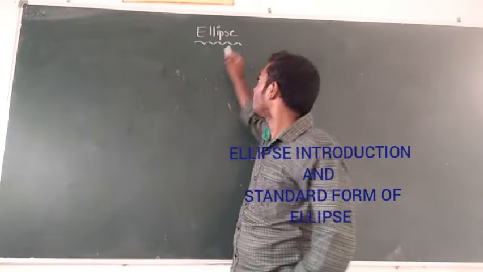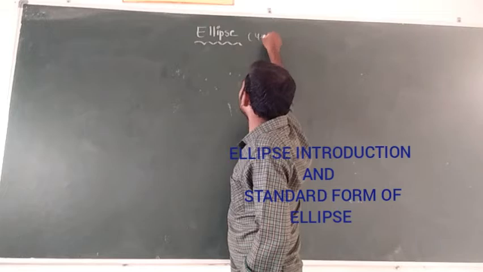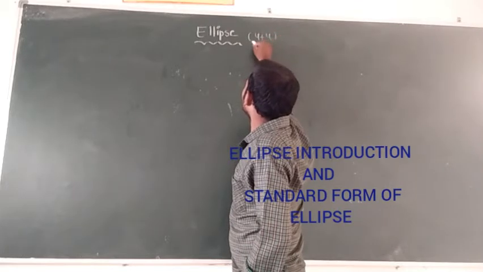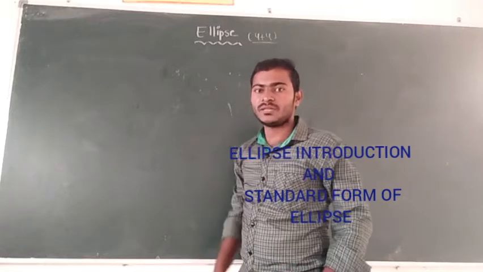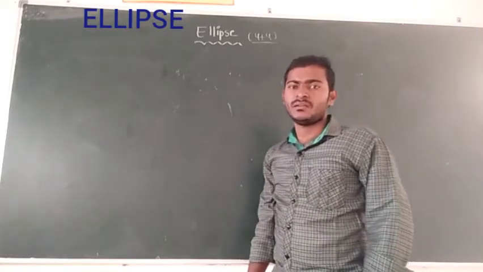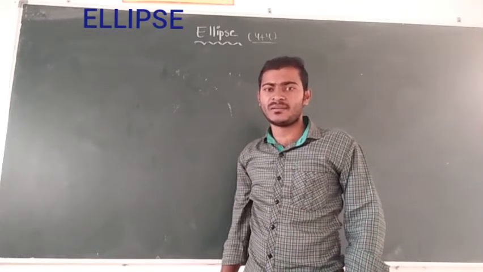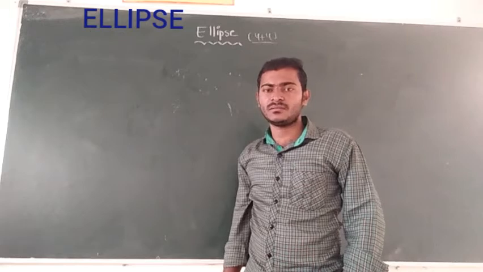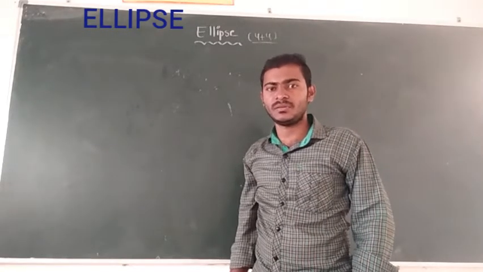The weightage of ellipse in the intermediate board examination: you may get two short answers, that is 4 plus 4, 8. We will get 4 marks questions from ellipse. In conic sections we have 3 chapters: one is parabola, the second is ellipse, and the third is hyperbola.